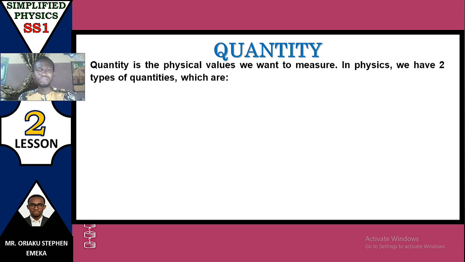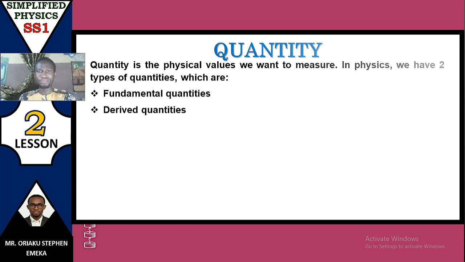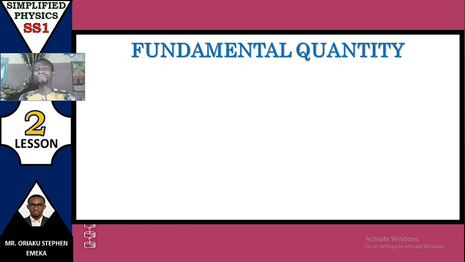A quantity is the physical value we want to measure. So anything we want to measure in physics is called a quantity. In physics, we have two types of quantities, which are the fundamental quantities and derived quantities. If you really want to understand some of these concepts, it will be better for you to make use of intuition.